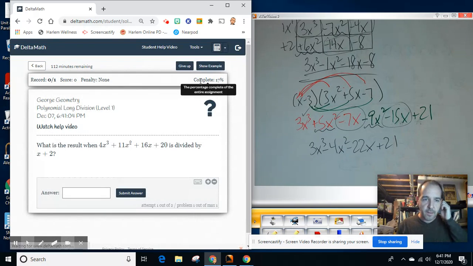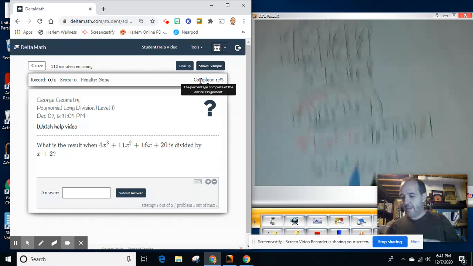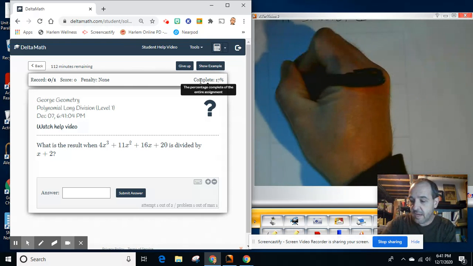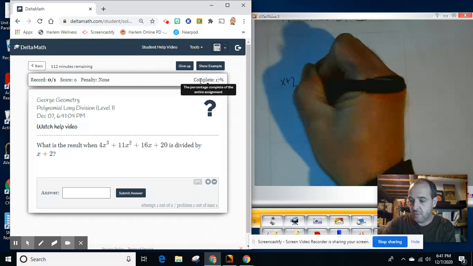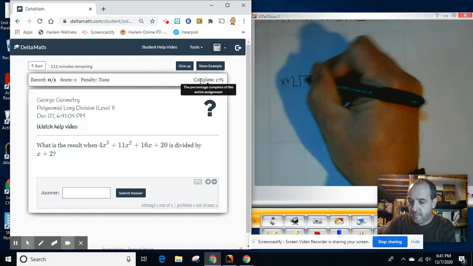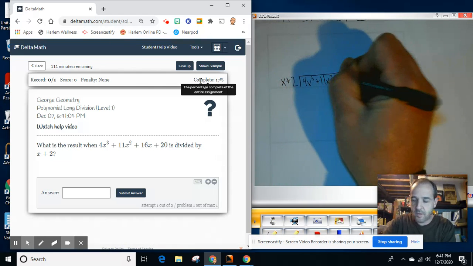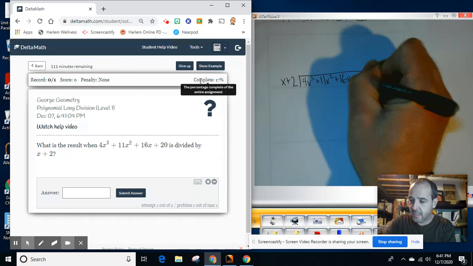Yeah, buddy. All right. Now, polynomial long division. Now, I'm not going to be a stinker on the first one that I do with these. I'm going to do one first before I start doing shady stuff. So, okay, x plus 2, 4x cubed plus 11x squared plus 16x plus 20.